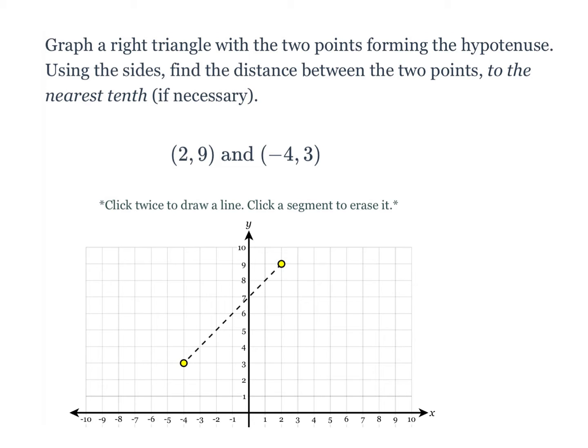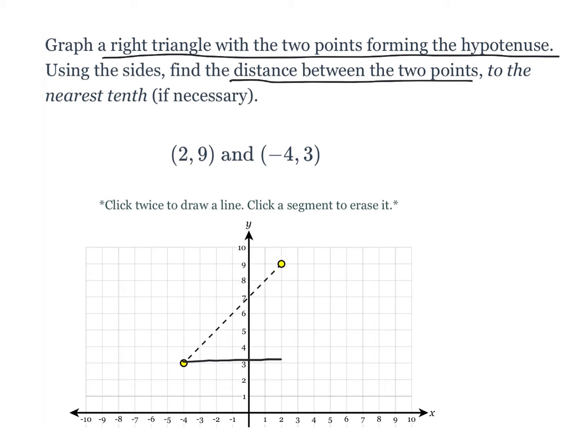All right, what we're looking at here is trying to find the distance between 2 points, and we're going to use a right triangle in order to do that. We have 2 points and we're going to create a hypotenuse. What we're going to do is construct 2 straight lines.